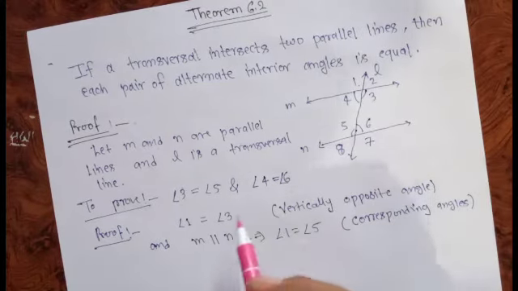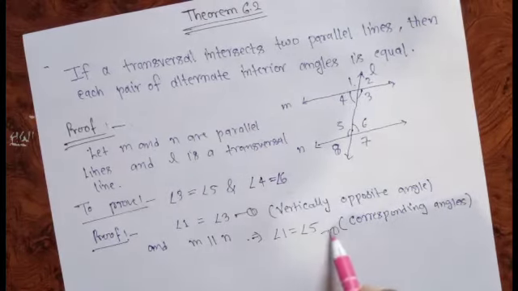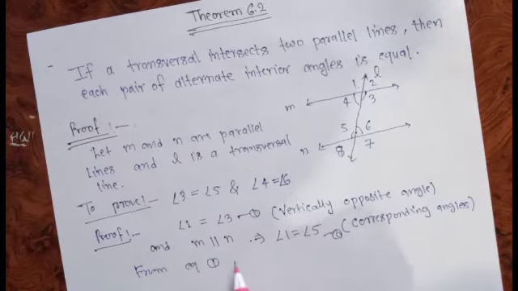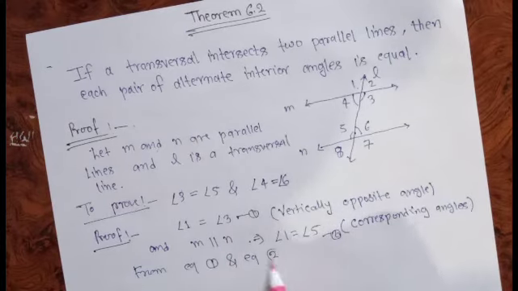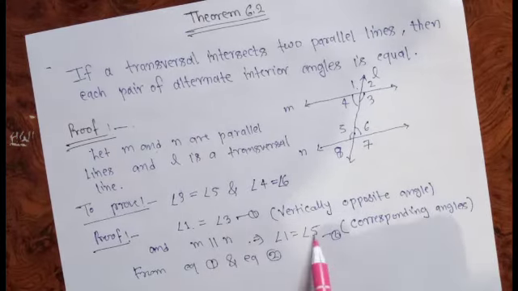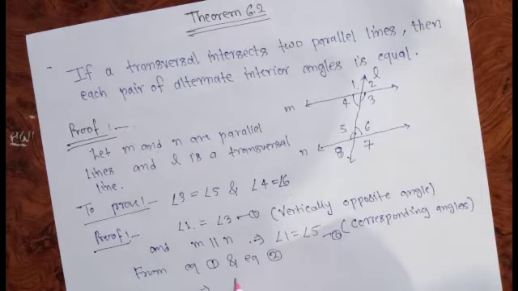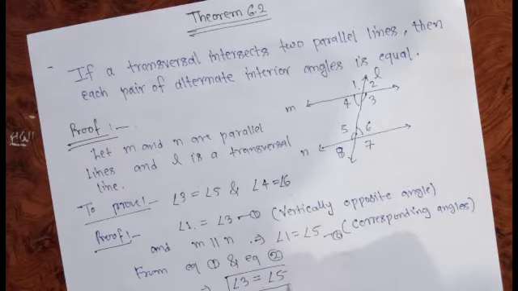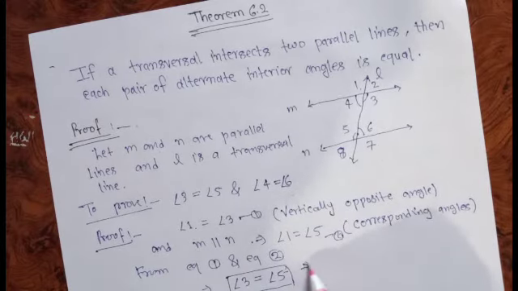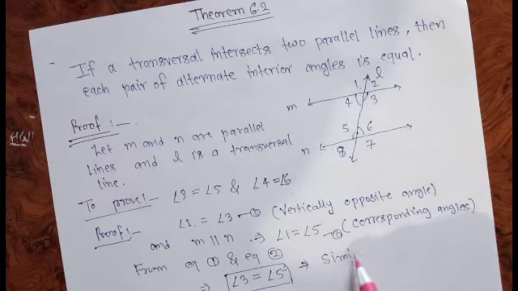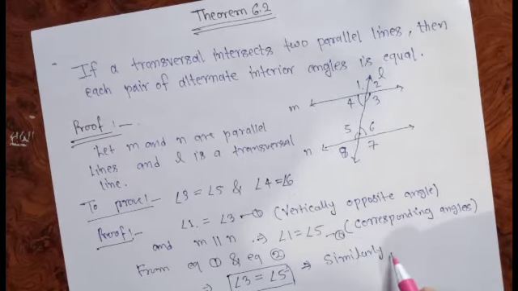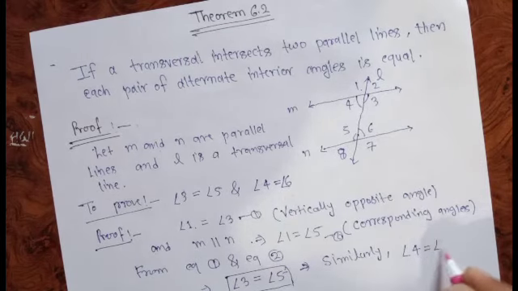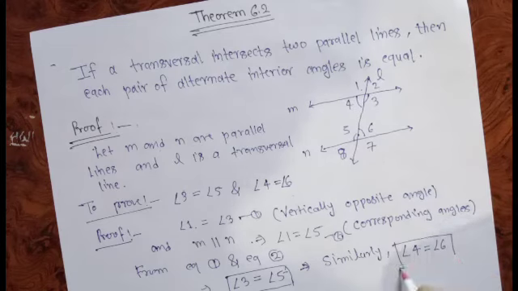Angles. Equation 1, equation 2. From equation 1 and 2, angle 3 is equal to angle 5. Similarly, we can prove angle 4 is equal to angle 6. Hence proved.